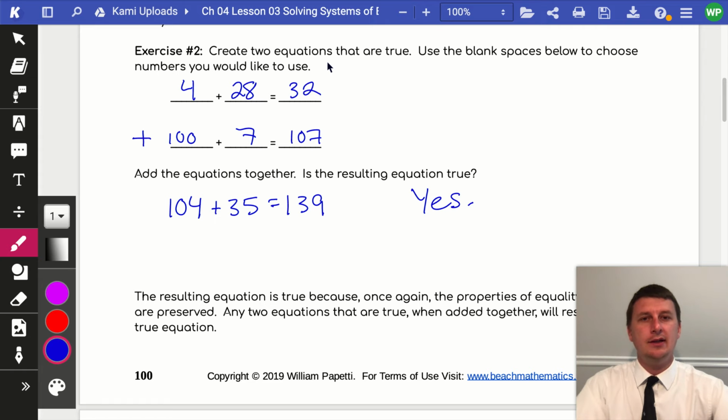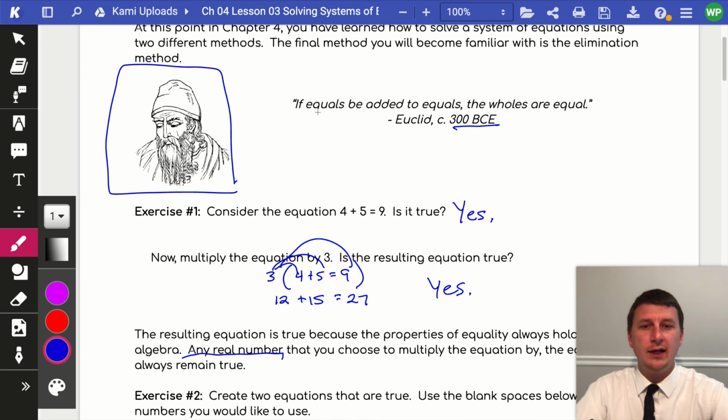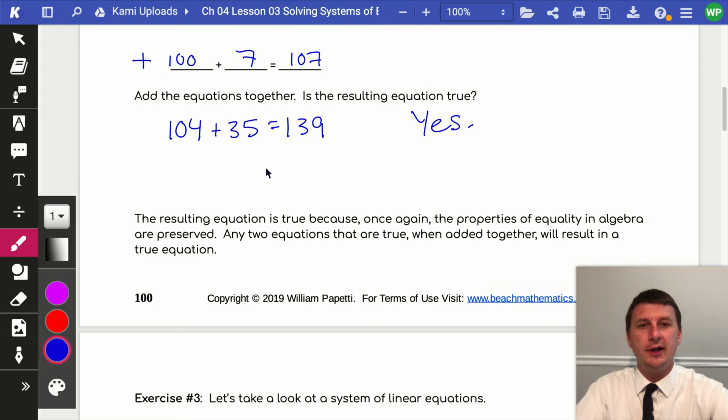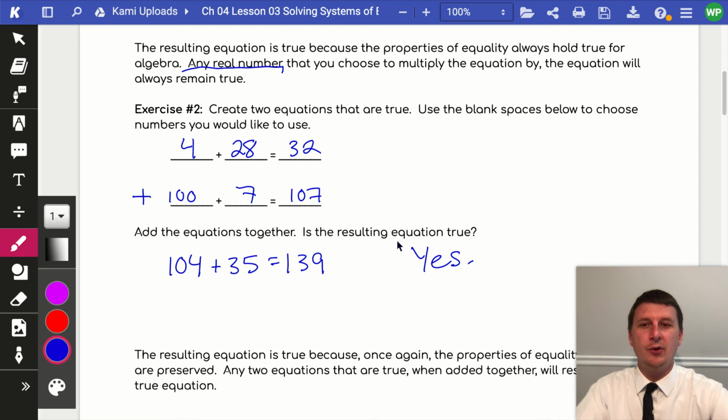And I guarantee you that every single time you add two equations that are equal together, the result is going to be equal. And that's what Euclid said. He said up here, if equals be added to equals, or equations added to equations, the result are equations that are equal. Pretty cool stuff to be said in 300 BCE. So any two equations that are true, when added together, will result in a true equation.